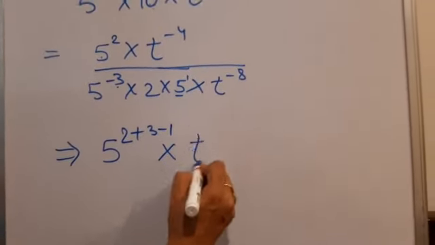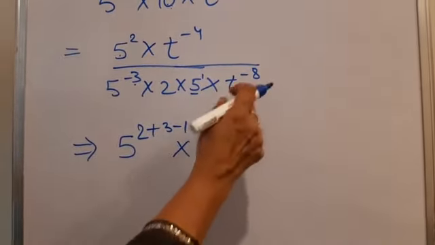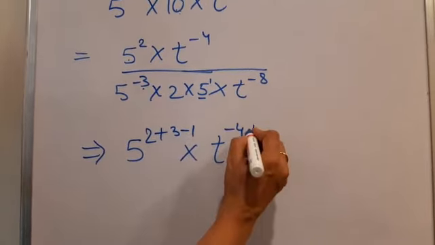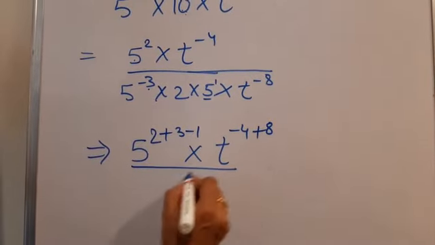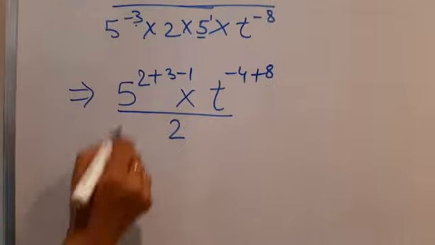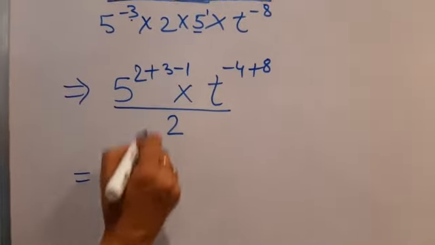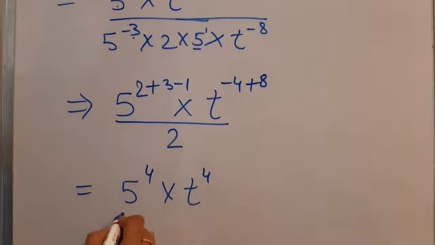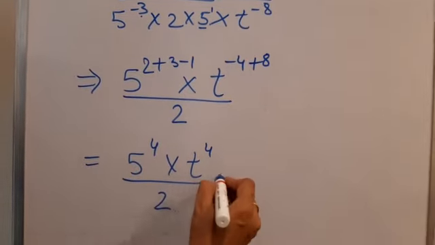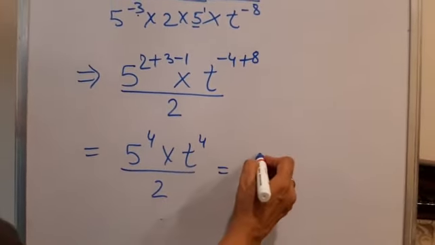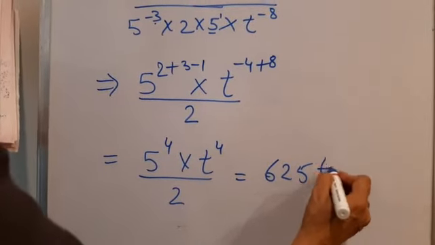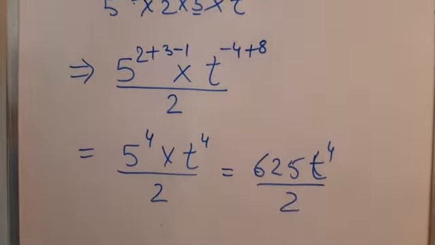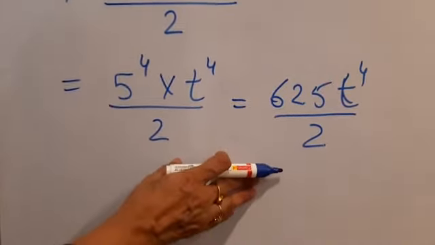Now come to t raised to power minus 4 given to you, and see in the denominator it is minus 8. When I take it in the numerator it will become positive 8, and 2 is left in the denominator. Now 5 raised to power, it will become 5 minus 1, 4. T raised to power, again 8 minus 4 will become 4 upon 2. 5 raised to power 4 means 625. T raised to power 4 upon 2. This is the result. So this was all about exercise 12.1.